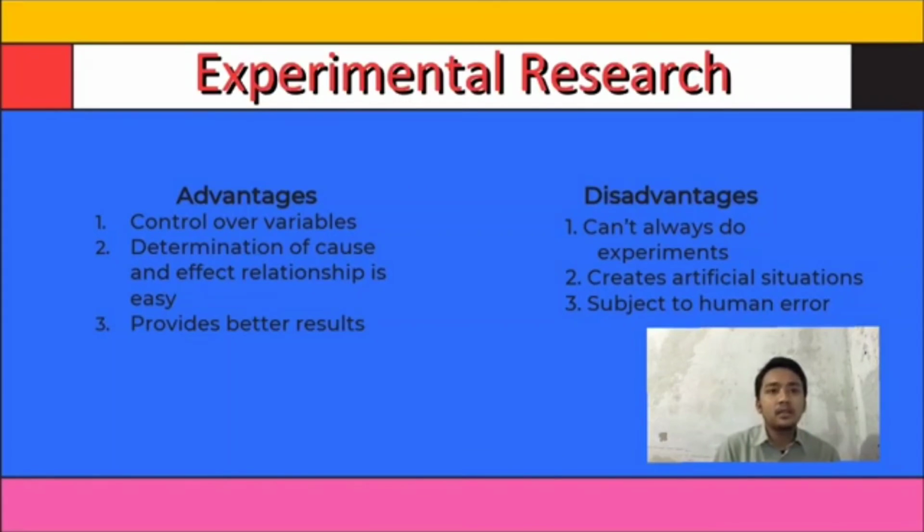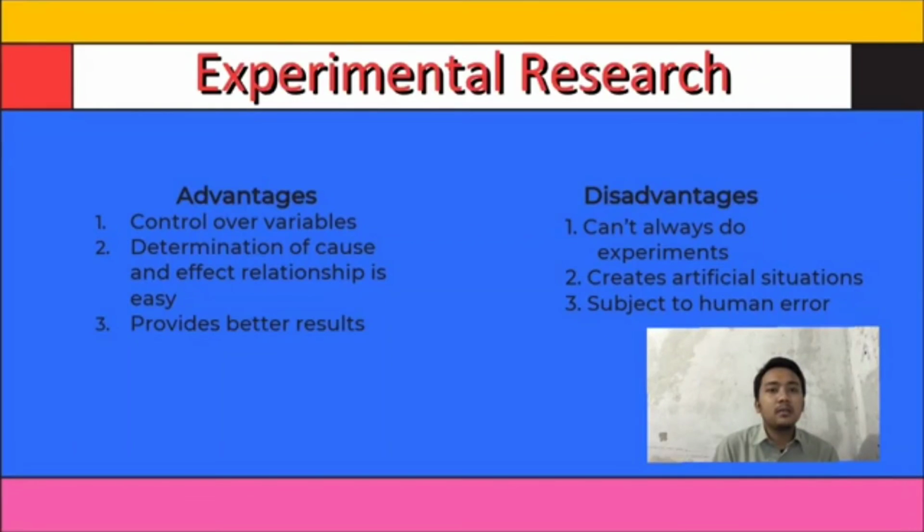The last one is provides better results. When performing experimental research, there are specific controls set up as well as strict conditions to adhere to. With these two in place, better research can be achieved. With this kind of research, the experiment can be repeated and the result checked again. Getting better research also gives a research a boost of confidence.